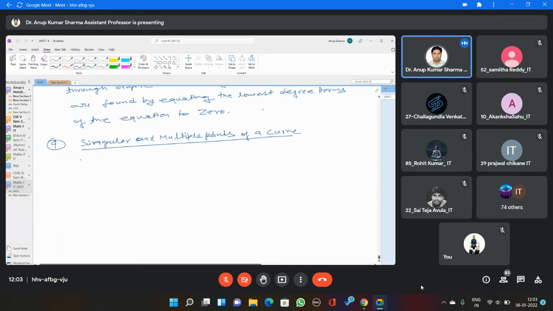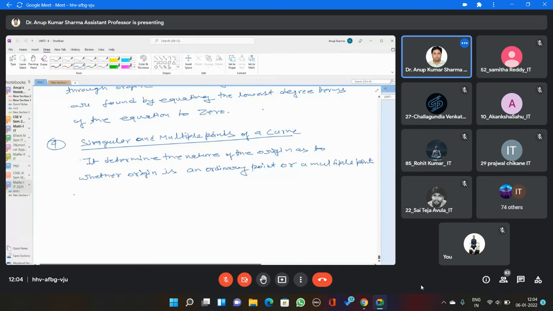It determines the nature of the origin as to whether the origin is an ordinary point or a multiple point.